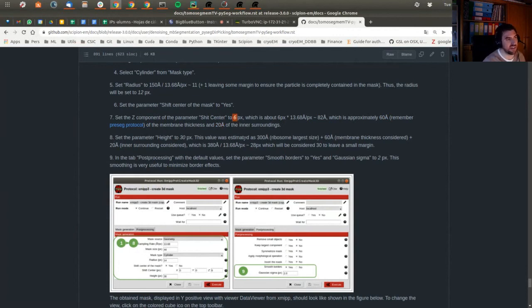And finally, the same with the height of the cylinder. We are going to make it as high as the maximum shape expected from our particle, considering the particle, the membrane, and the inner surroundings, so more or less 28. We're leaving a couple of pixels of margin, so we rounded it to 30. With these parameters, since this mask is quite critical, we obtained this representation, as you can see, with the slices.